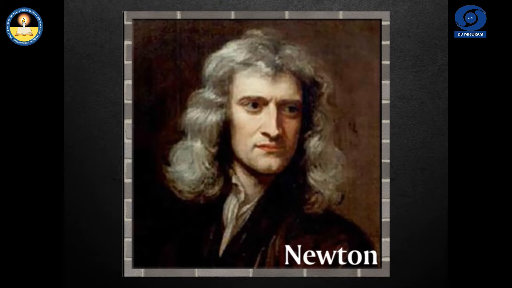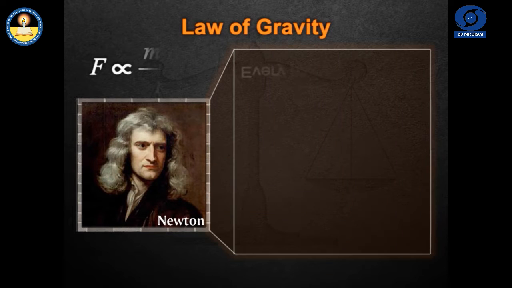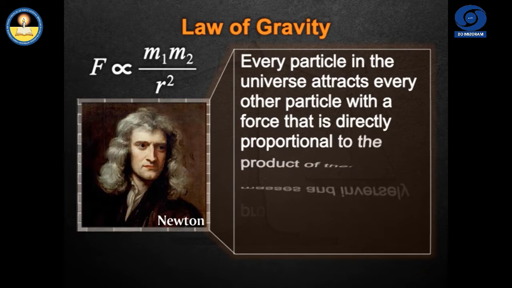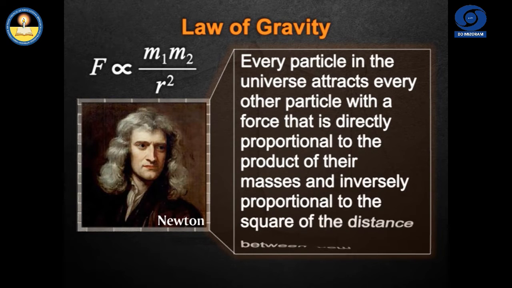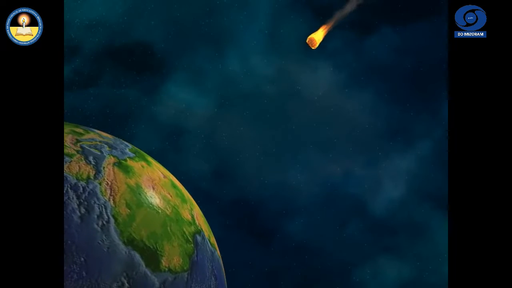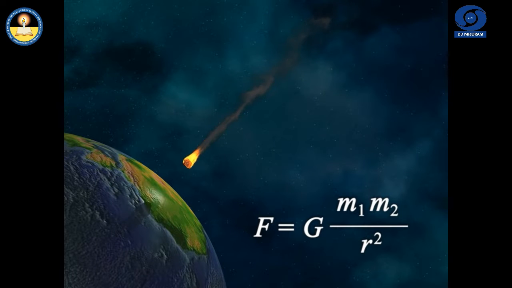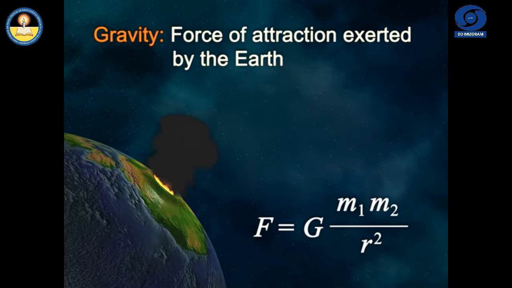In 1686, Newton formulated his well-known law of gravity, according to which every particle in the universe attracts every other particle with a force that is directly proportional to the product of their masses and inversely proportional to the square of the distance between them. He established a relation for the force of gravitation and concluded that the earth attracts every other body lying near or on its surface towards its center. The term gravity is used for the force of attraction exerted by the earth on the body.